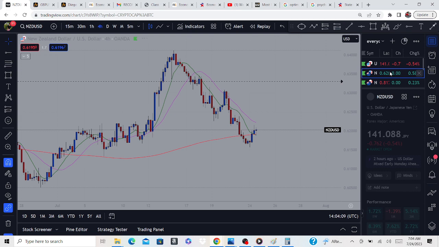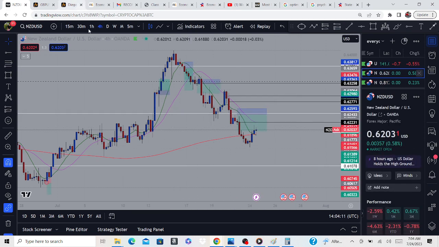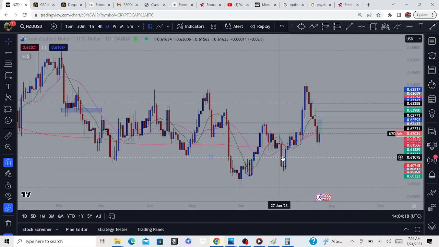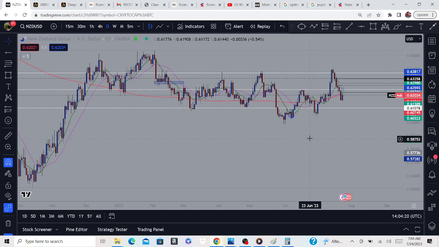Now if we move on to NZD USD, on the daily we can start. Let me just put this back in real quick. So on the daily we have to define that we have resistance here, support broke and now is used as resistance. You can see prior history, and we have some kind of support down here.